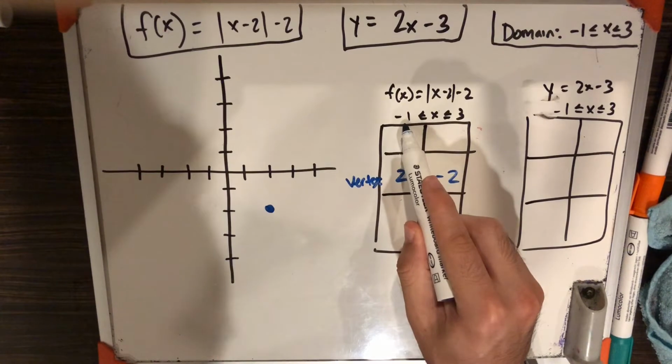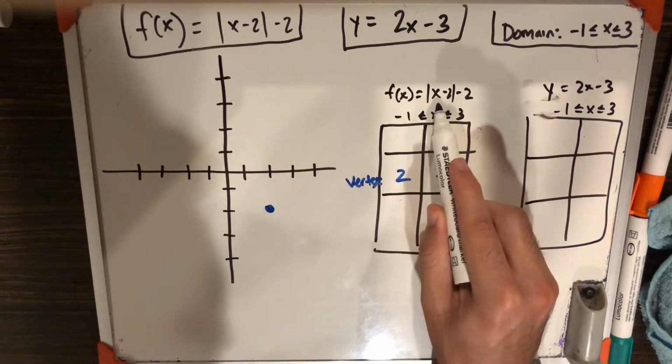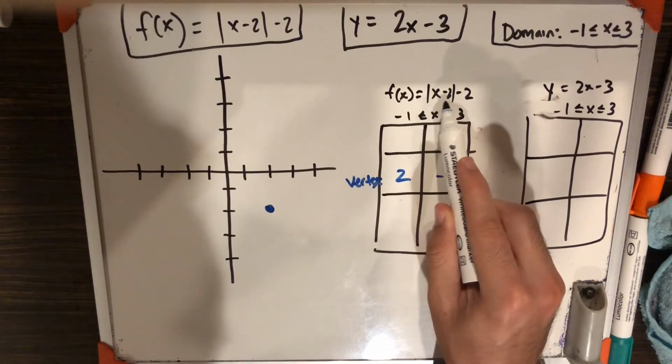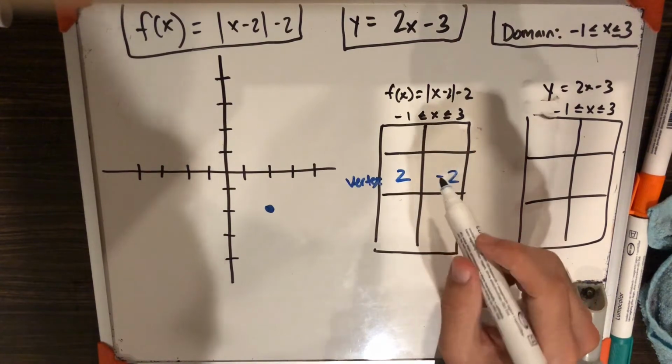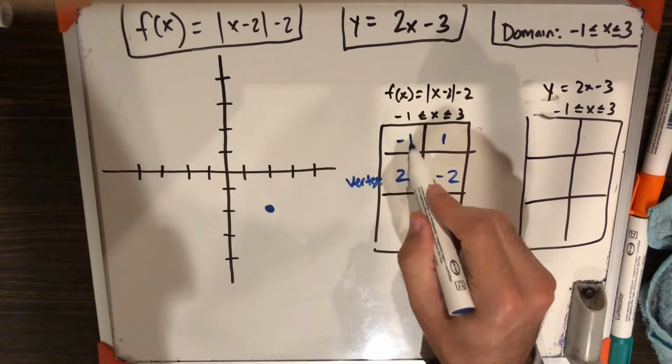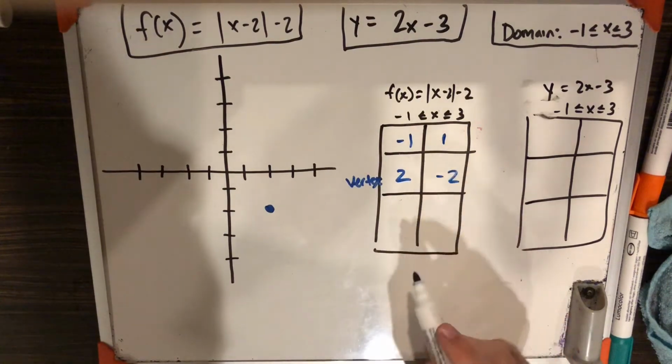Let's plug in negative 1. Well, what do we end up getting when we plug in negative 1 in for here? Negative 1 minus 2 is negative 3. The absolute value of negative 3 is 3. 3 minus 2 ends up being 1. Okay, so when you plug in negative 1, we end up getting 1 back.